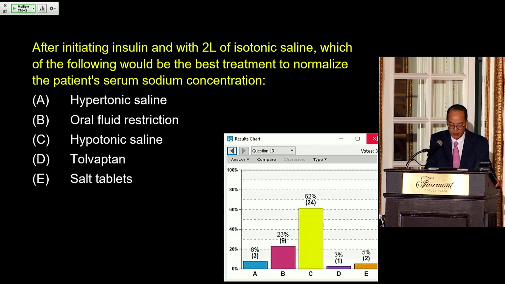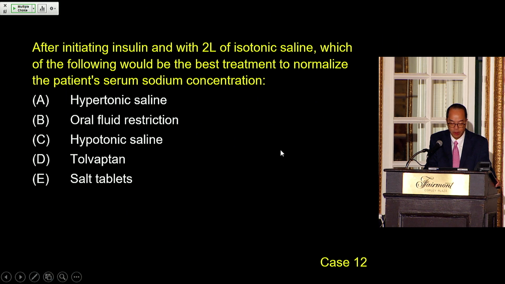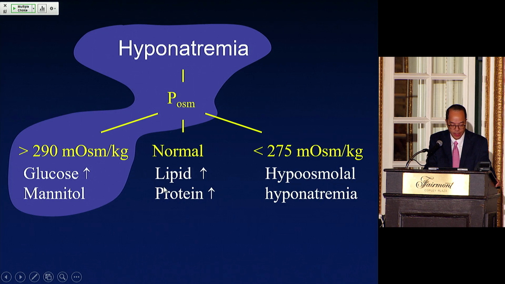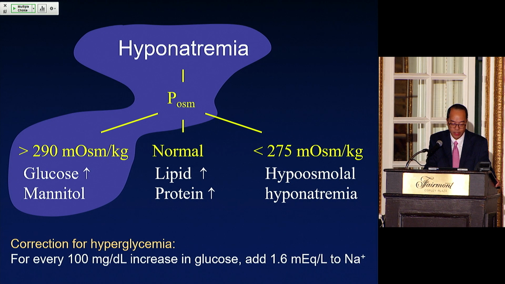So most of you chose C, which is hypotonic saline, which is indeed the correct answer. So let's see if I have a slide here. So you can get hyponatremia with hyperosmolality in patients who are hyperglycemic. And here, the low serum sodium is simply a manifestation of translocation of water out of the cells in response to the hyperglycemia. So we quote unquote correct for this by adding 1.6 to the sodium for every 100 mg per deciliter increase in glucose.